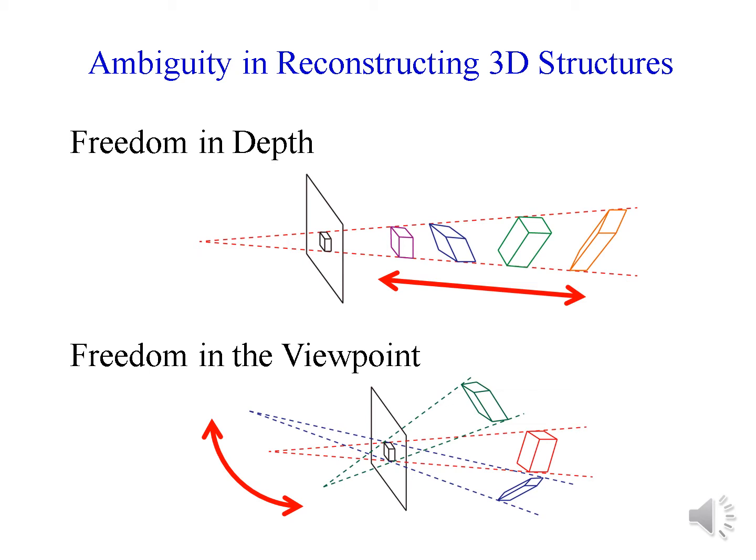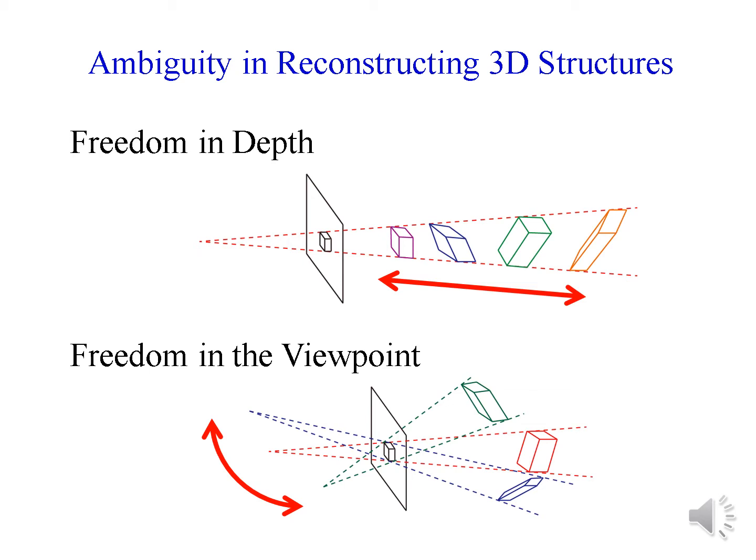Suppose that we are given a picture and want to understand 3D shapes of the object represented in the picture. We cannot determine 3D shapes uniquely. There are two types of freedom. One is freedom in depth. The object might be small and near, large and far, thick or thin, or so on. There are infinitely many different objects whose projections match the picture.